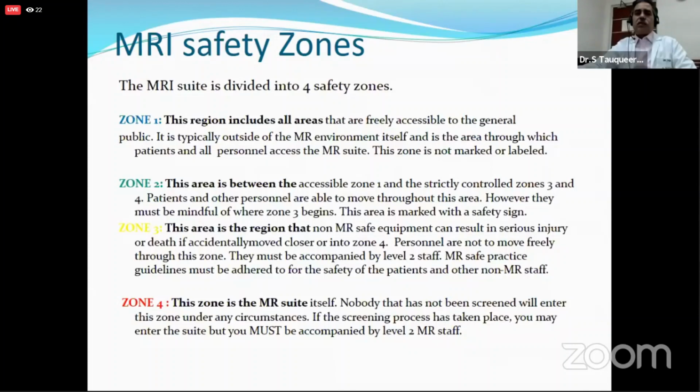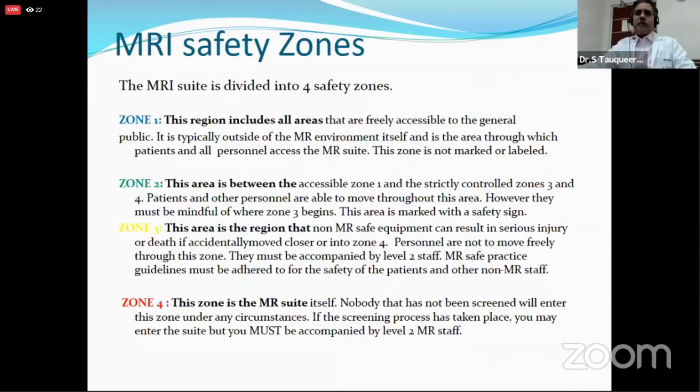This is the zone 2 area where all the washrooms and the changing zones would be, and this is the area where the patient interacts with the MR personnel. As far as possible, only the patient should be allowed within this zone and not the attendants. So this zone 2 area becomes very, very important for triaging of the patient. Zone 3 is the area that lies between zone 2 and zone 4. Zone 3 is again a very critical area. Anything which moves beyond zone 3 is in the zone 4 area.